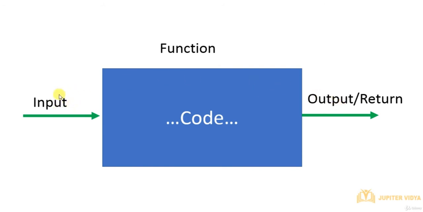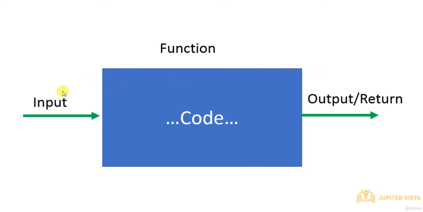A function will take input, but it is optional. It can take input or it may not. Then it will process that input, do some functionality or task, and then return some value. That is known as output or return value.